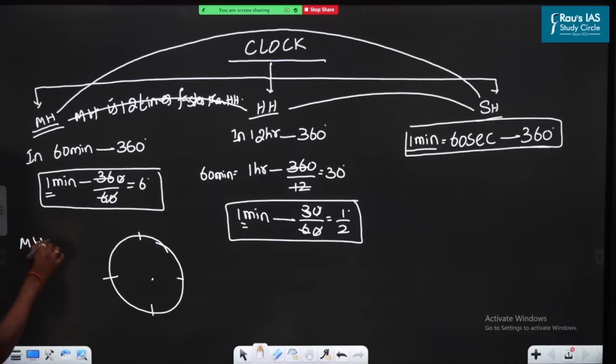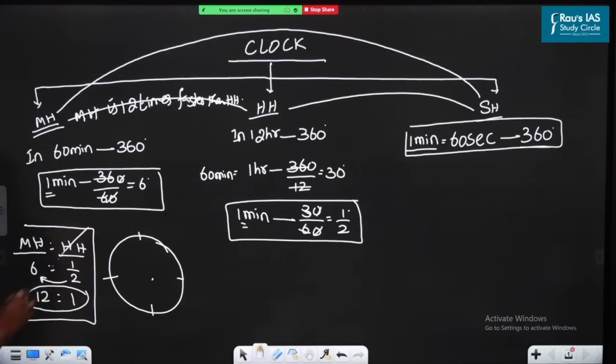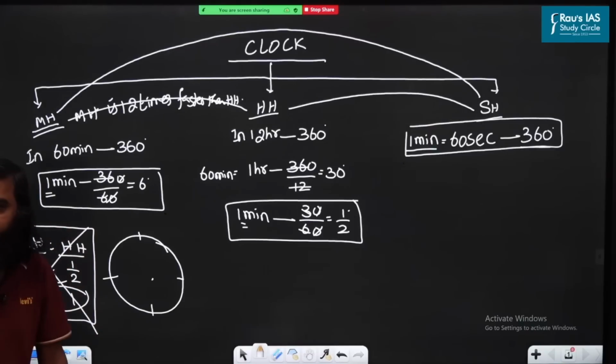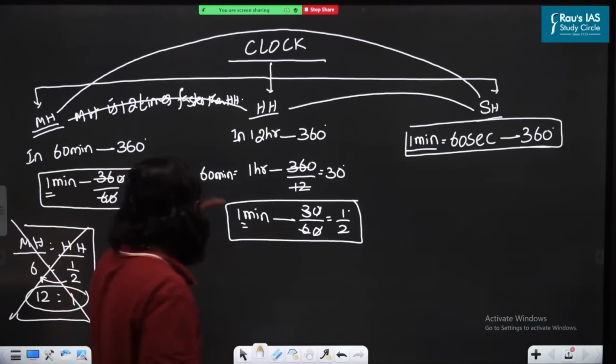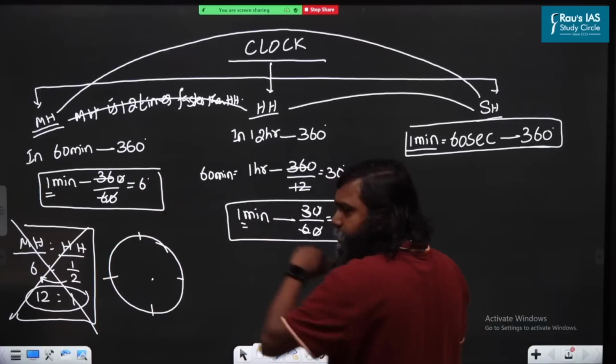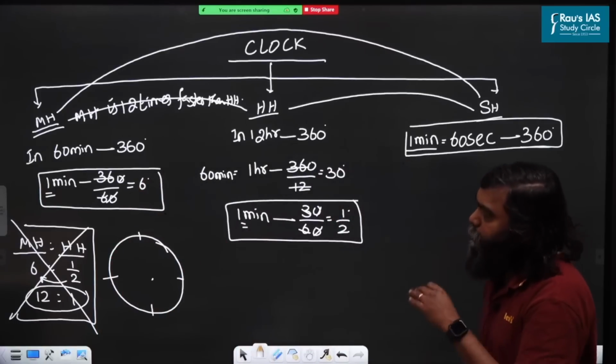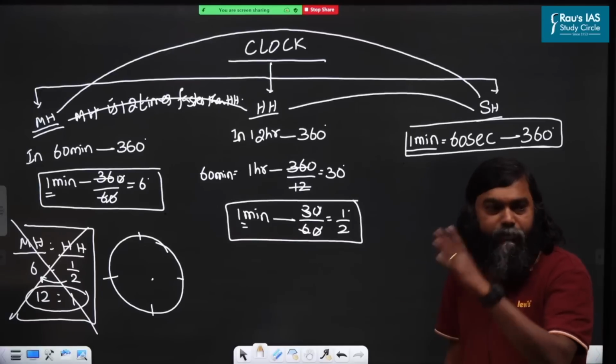Actually, what we have to explain? Minute hand, hour hand. Minute hand, 1 minute, how many degrees? Hour hand, 1 minute, how many degrees? Cross multiply, that is called 12:1. But we have not yet started ratio, that is why I am not teaching it this way. So how does half become 6? Multiply by 12 to get 6. That means the minute hand is 12 times faster than the hour hand.